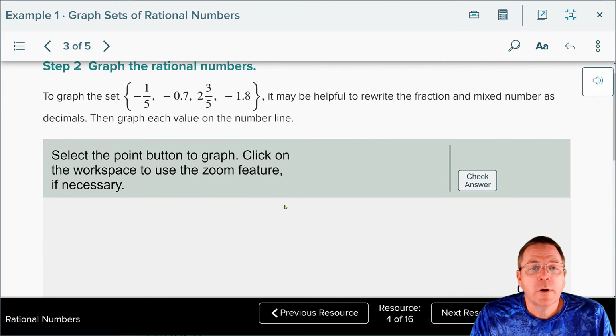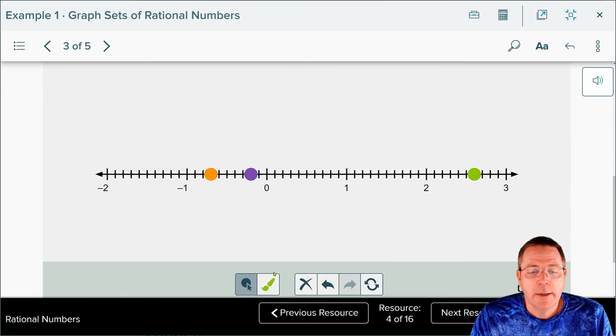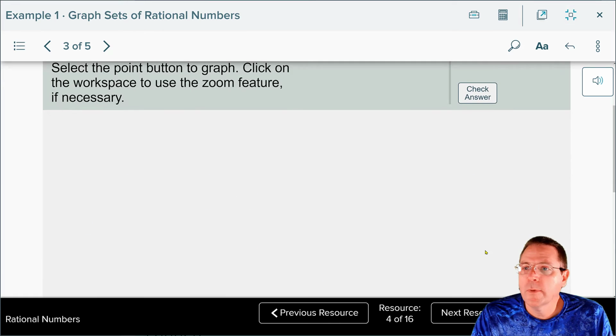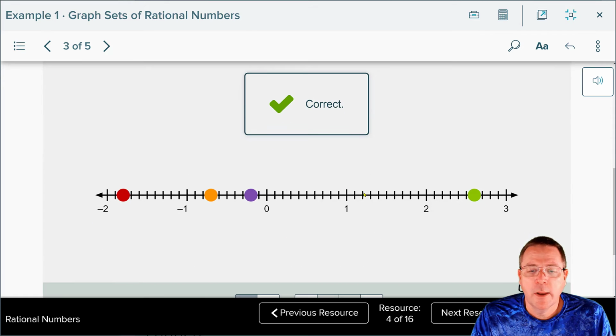And then our last one is going to be a negative 1 8/10. So let's get one more nice warm color. Negative 1 and 1, 2, 3, 4, 5, 6, 7, 8. It's going to go right there. Can we check it? Check our answers, and our answers are correct. Easy math.